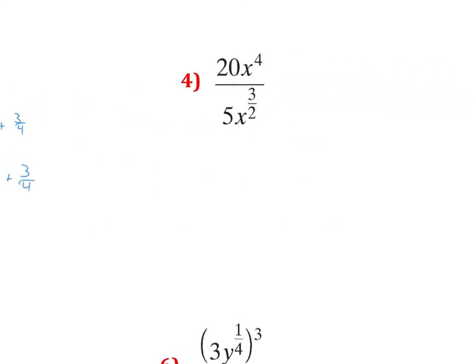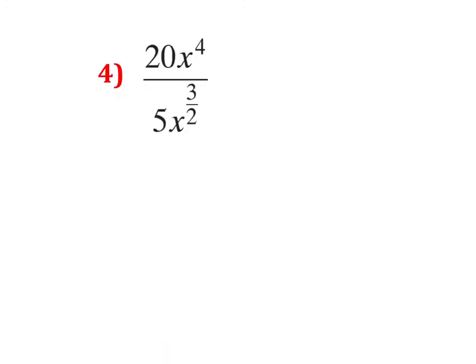Getting in the home stretch here, folks. We've got 20x to the 4th over 5x to the 3/2. So first, let's start off by simplifying our fraction. So 20 over 5 is going to be 4 over 1.